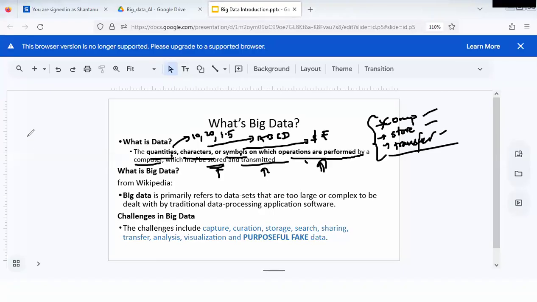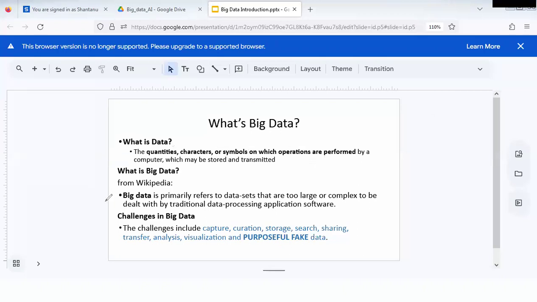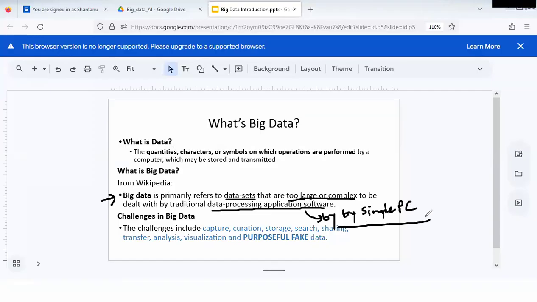As per Wikipedia, big data primarily refers to data sets that are too large or complex to be dealt with by traditional data processing application software. You can think of it as by a single PC. What does this mean? Any data which is too large, very big in size, or too complex, either of the two, it can be very large, it can be complex, that one single PC cannot deal with it in very raw terms. So that is big data.